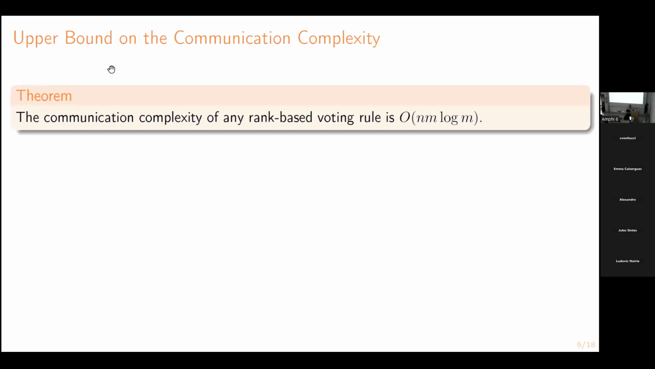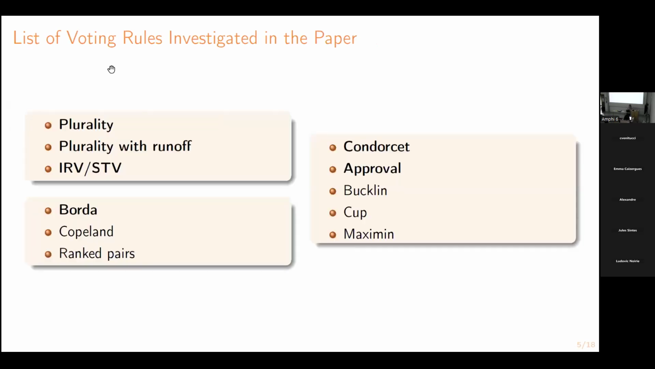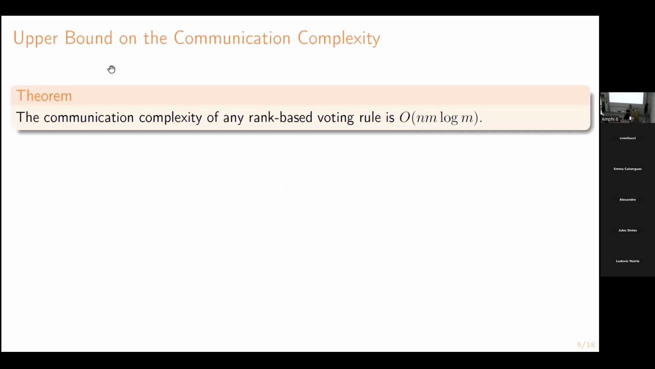So, oh yeah, one thing: to obtain the complexity, they do it by obtaining upper bounds and lower bounds, and they are tight except for one voting rule. We will see which one. And so to obtain an upper bound, there is a common upper bound to every voting rule except approval. Again, I will detail approval later. And so it says that the communication complexity of any rank-based voting rule is in big O of nm log m.